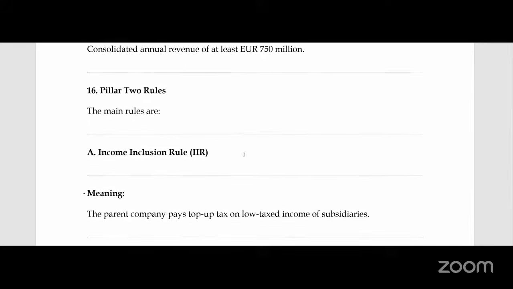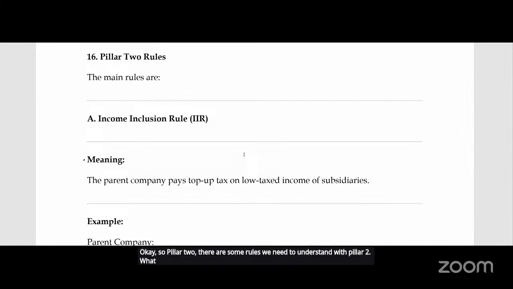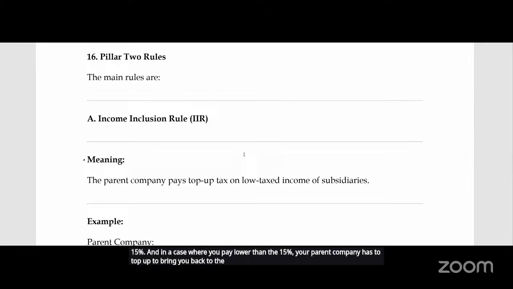Okay, for Pillar 2, there are some rules we need to understand. What's the minimum tax rate for Pillar 2? 15%. In a case where you pay lower than the 15%, your parent company has to top up to bring you back to the 15. Do you understand?